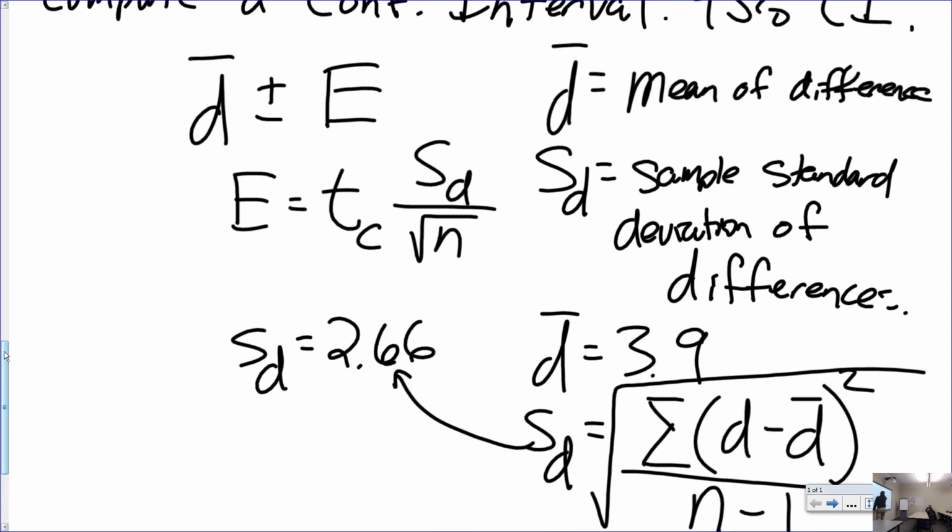All right, so I've got now my D bar, my S sub D. Now all you have to do is tell me what T sub C is and what N is. First off, what are going to be my degrees of freedom? Guess what they're going to be? You always do n minus 1 for degrees of freedom, okay? So it's not 15, but actually 14, okay? So when you look up T critical value, look it up for 14. And again, please use table C as in cat.